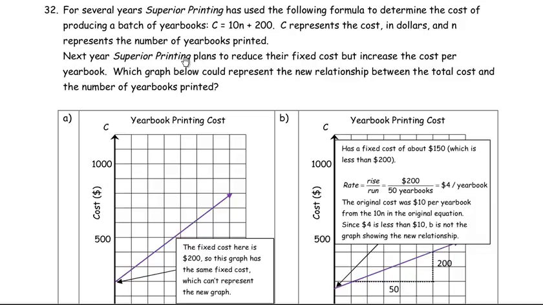Next year, Superior Printing plans to reduce their fixed cost, but increase the cost per yearbook. Which graph below could represent the new relationship between the total cost and the number of yearbooks printed?